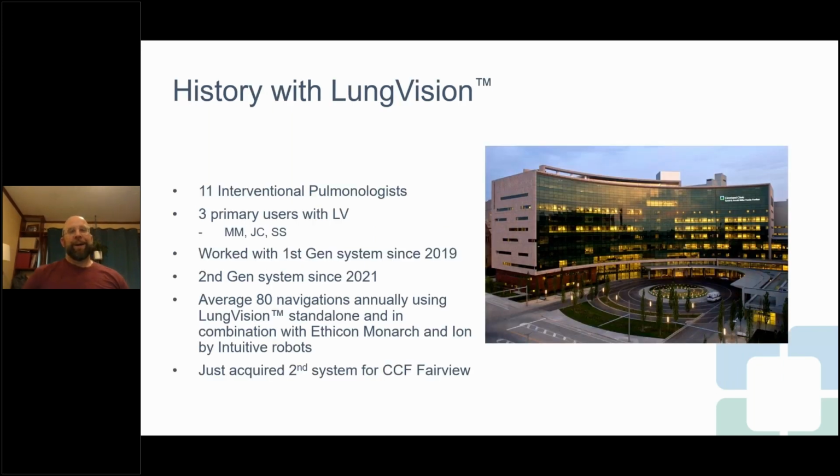But in all seriousness, I'm going to talk about lung vision, and I don't want this to sound like a commercial, but I'm going to talk about a lot of the positives here because this is something that after using it, I really do believe in.